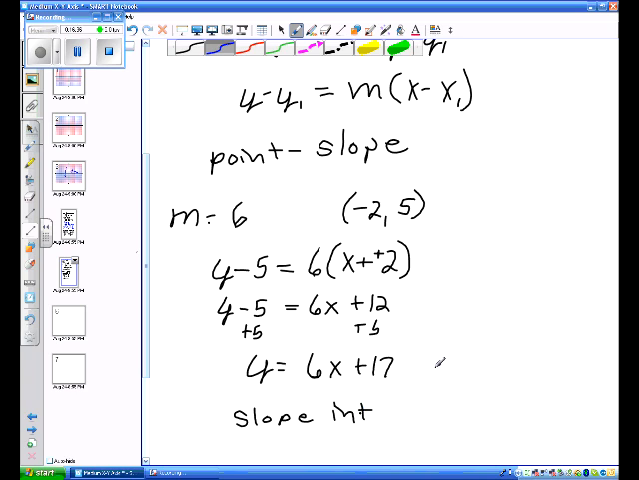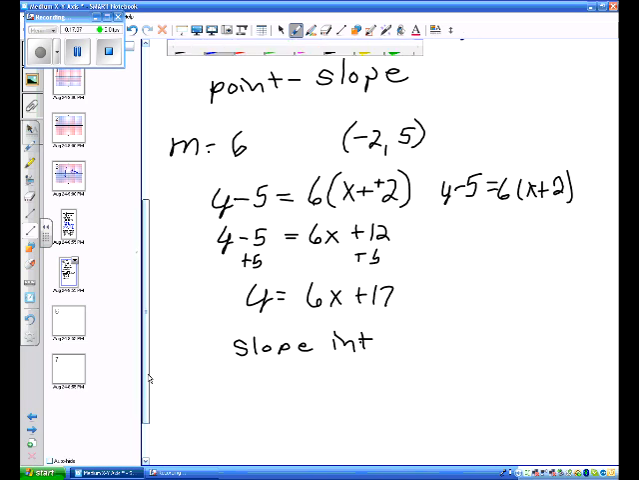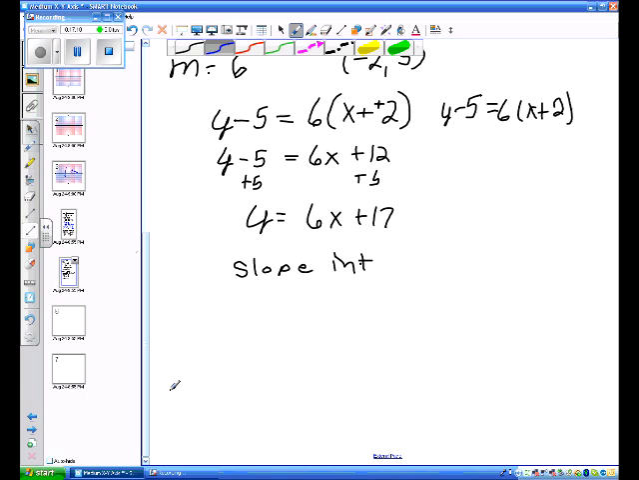Now there may be times that you're asked to write it in point-slope form. This is writing it in point-slope form: y minus 5 is equal to 6 times x plus 2. That would be point-slope form. This form is slope-intercept form. Let me just go ahead and show you where we come up with that and why we call it the slope-intercept form. When we get into graphing, it's going to help us a lot to have it in slope-intercept form. We're going to look at that a little bit more later, but let's go ahead and see where that comes from right now.